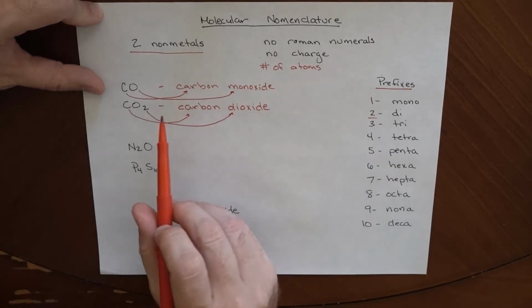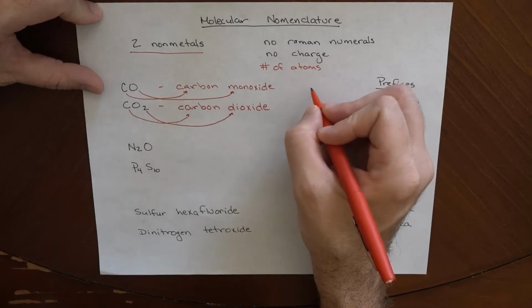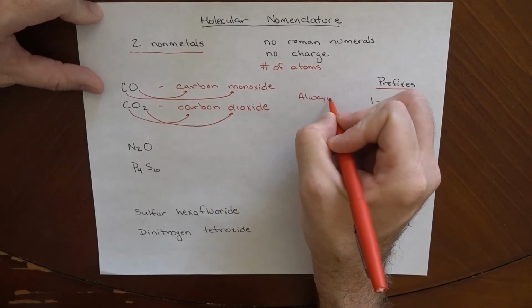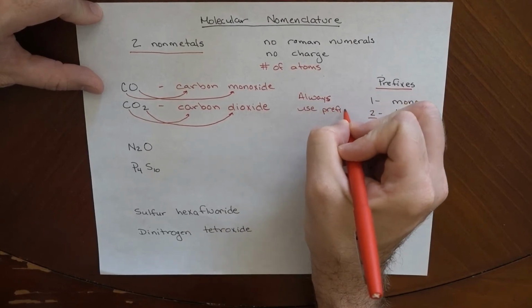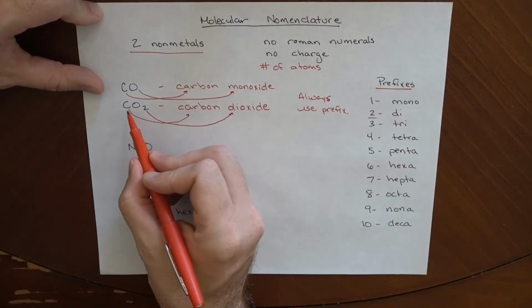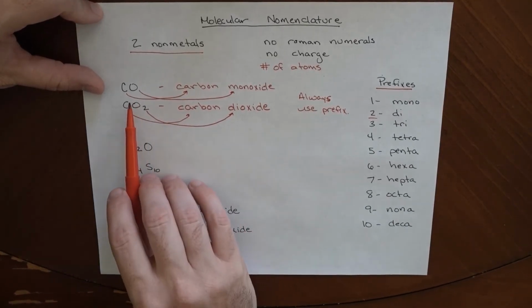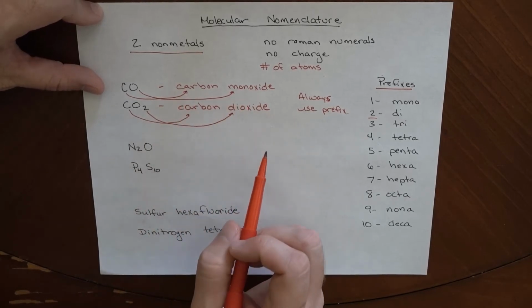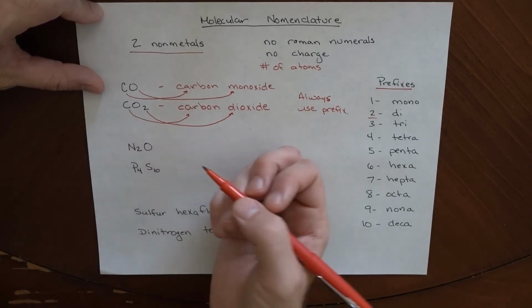So for every element except the first, no matter how many you have, so for second elements, we always use a prefix. For the first element, as long as it's one, we don't need to use the mono prefix. So this is not monocarbon monoxide. It's just carbon monoxide. Here, in these two examples, we have more than one of the first element.